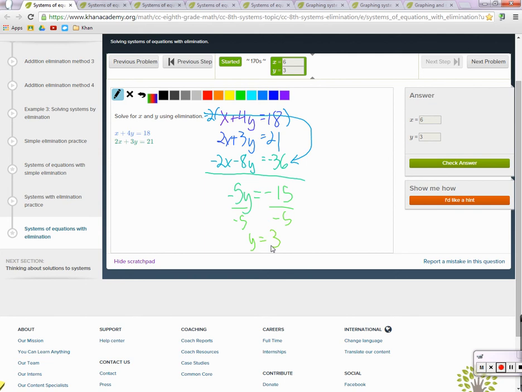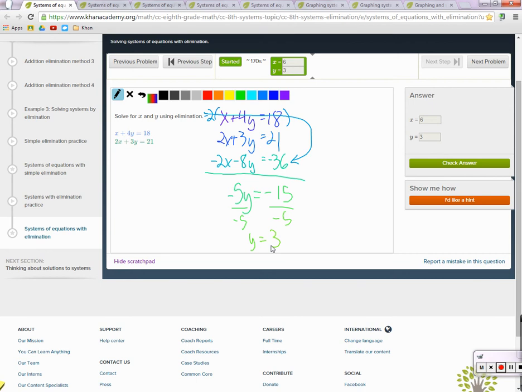Plug it into one of the equations. Which one? You can pick. That's what I wanted to hear. It doesn't matter which one you use, right? Because a solution to this system is what? What does it mean to find a solution to the system?